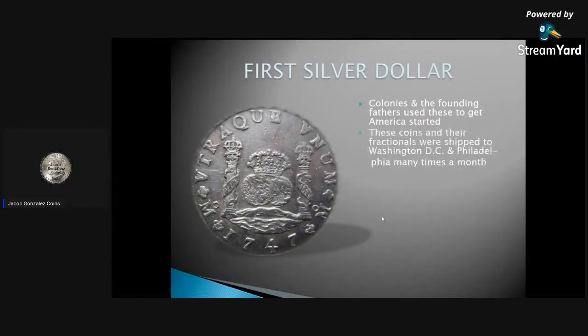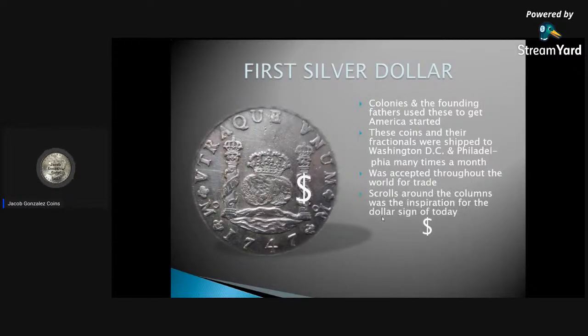So the colonies and the founding fathers used these coins to get America started. Some of these coins were melted down to make some of America's first coins. And they also had fractionals like the half real, the 4 reales, the 2 reales, and the 1 real. All the fractionals were shipped to Washington D.C. and Philadelphia many times a month, and were accepted throughout the world for trade. So these were used for trading between countries. Like let's say if Spain wanted to trade with China, they would use these.